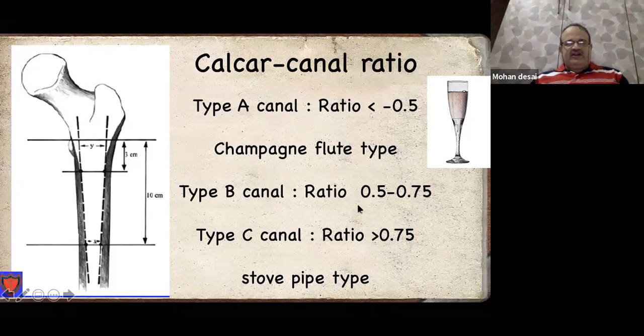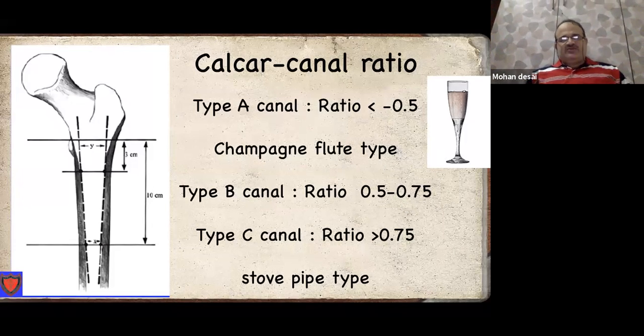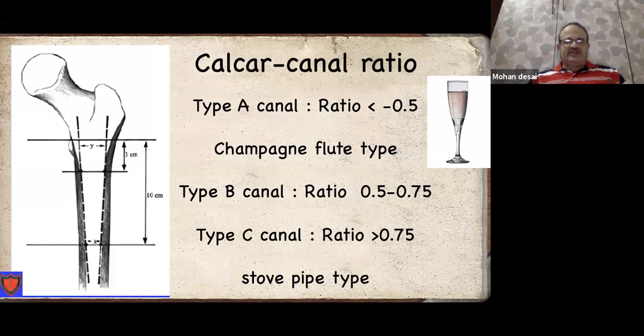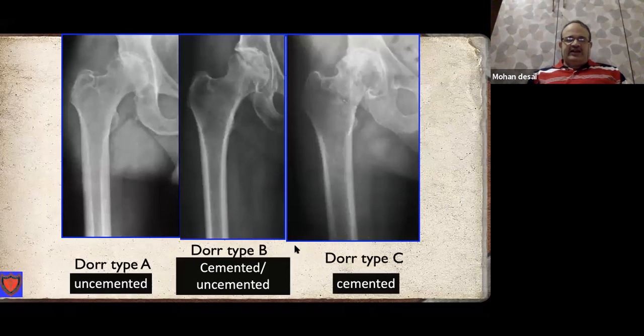Then you have the type B canal, where the ratio is between 0.5 and 0.75, and you can use either a cemented or uncemented prosthesis. This is for planning. And type C is where the ratio is more than 0.75, and you can have a stovepipe canal, which is typically an osteoporotic bone with thinner cortices, and if you put in an oversized uncemented stem, sometimes you can have a fracture. So this is typically suited for a cemented prosthesis.